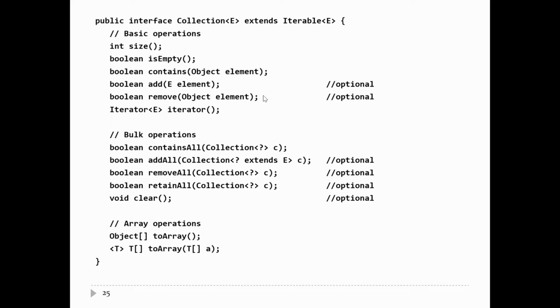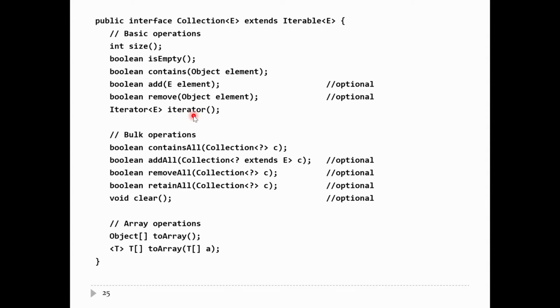Notice that these methods are marked as being optional. So it's not true that every collection can add an object to it. For example, you might want a collection that's always empty, in which case you would not want to be able to add an element to that collection. Why do you want it to be always empty? Because you might want to return that collection from a method in case the method fails for some reason, and you don't want to throw an exception.